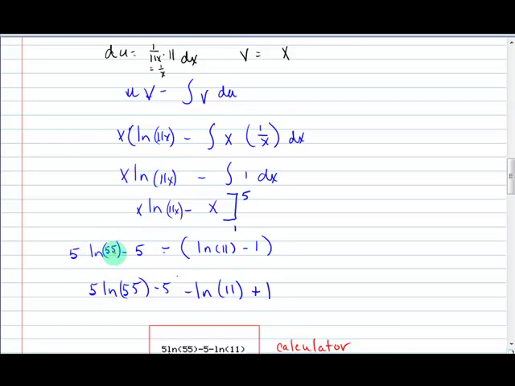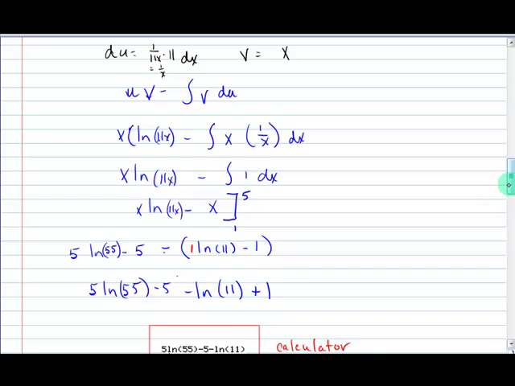ln 11 times 5 is 55 minus 5. So that's all substituting 5 into that. Minus, now we're going to plug in 1 for everything. It's 1. There's actually a 1 there. ln 11 minus 1. So we have 5 ln 55 minus 5 minus ln of 11 minus times minus is plus 1.